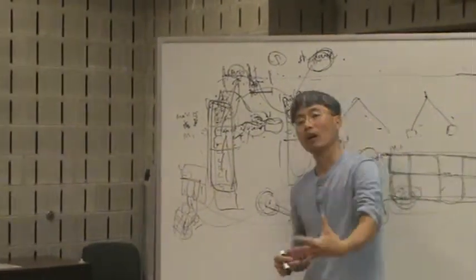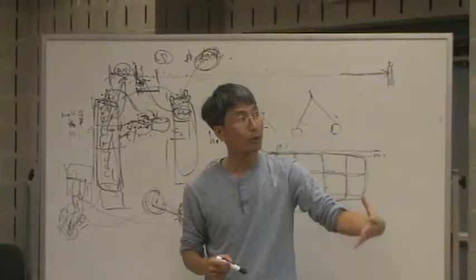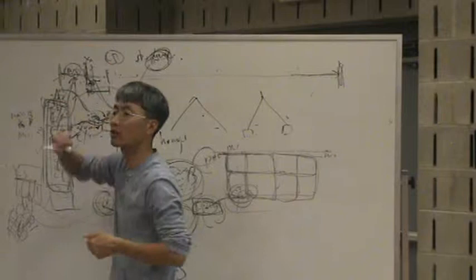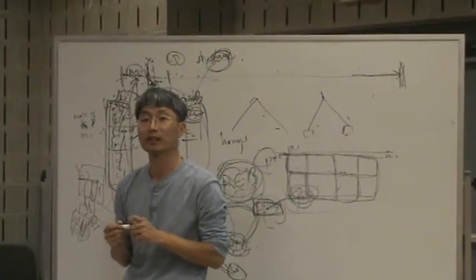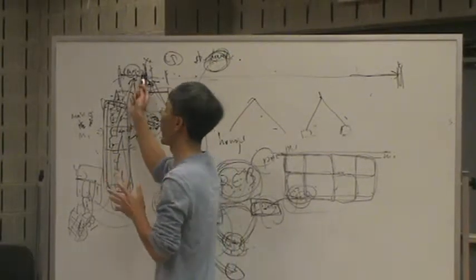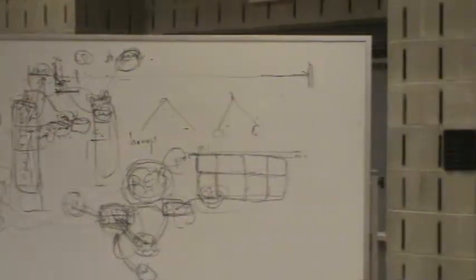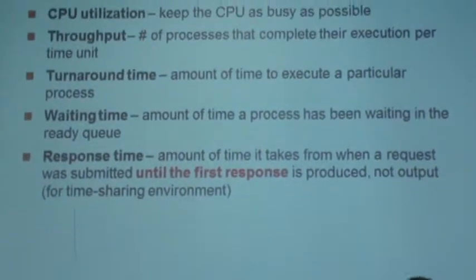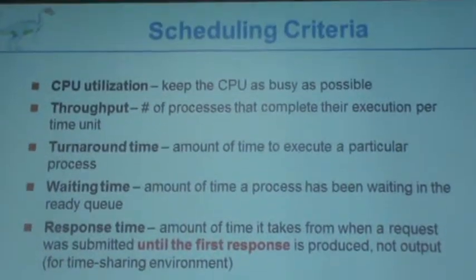So in our study of scheduling, we are not going to consider such dispatcher latency. Instead, we are going to focus only on the algorithm. Then, how can we judge whether our scheduling algorithm is good or bad?